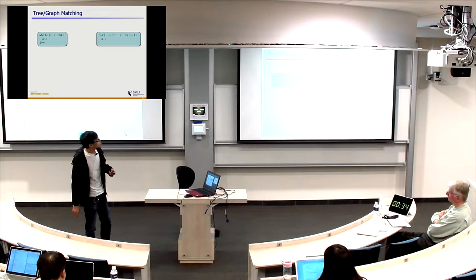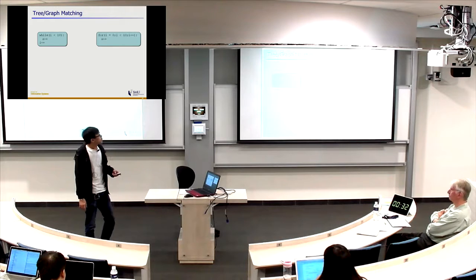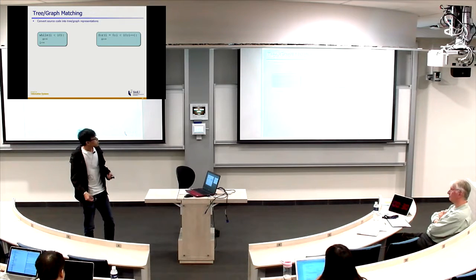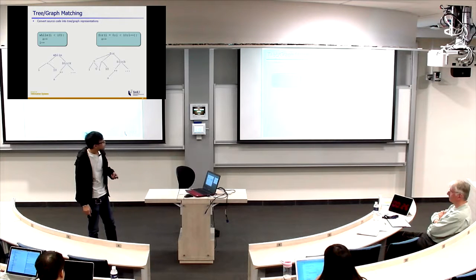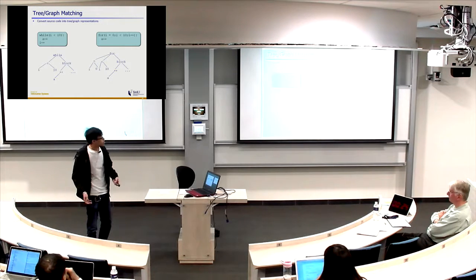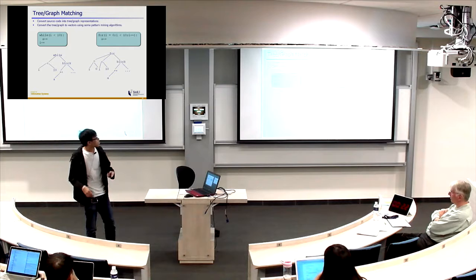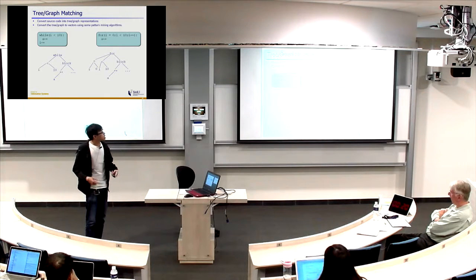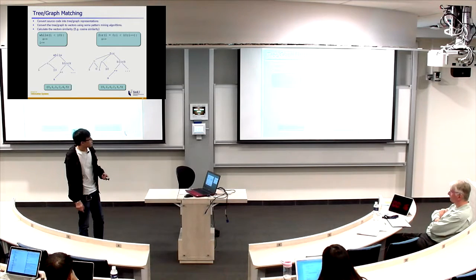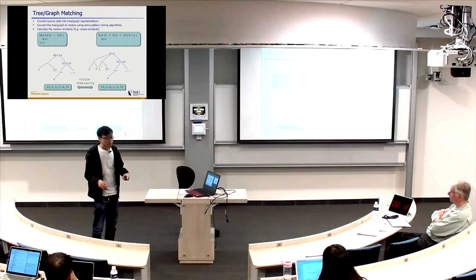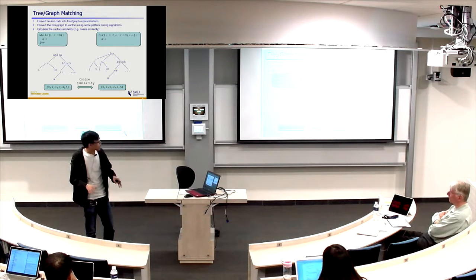So return to the original example. First, we need to convert source code into a tree or graph representation, just like this, which is the tree representation of the source code. In the next step, we convert the tree or graph to a vector using some pattern mining algorithm. So this is the vector. And then we calculate the vector similarity. For example, we use cosine similarity to compare these two vectors.